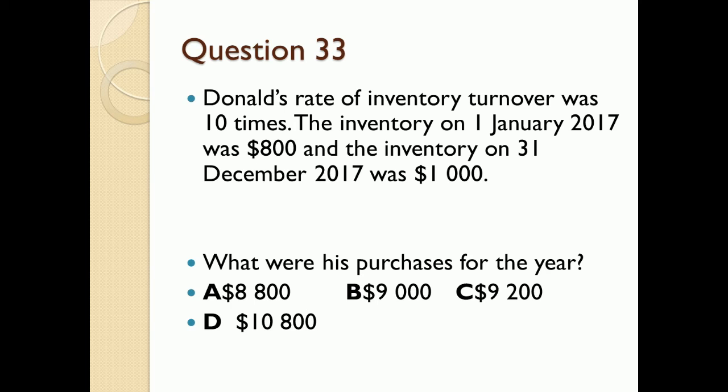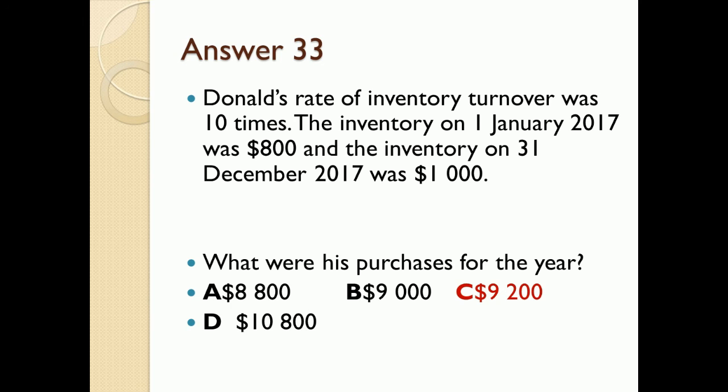So 800 plus 1000, 1800, divided by 2 to arrive at the average inventory. If it comes, I guess, 900 is the average inventory. If we multiply it by 10 times, then we can find out your cost of sales. So here is your answer, that is 9,200. So you may verify it.